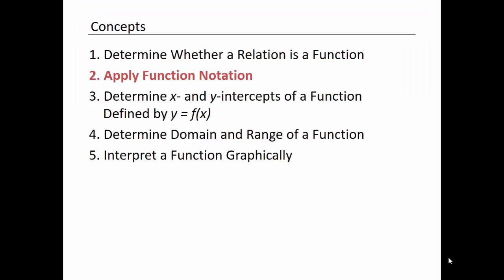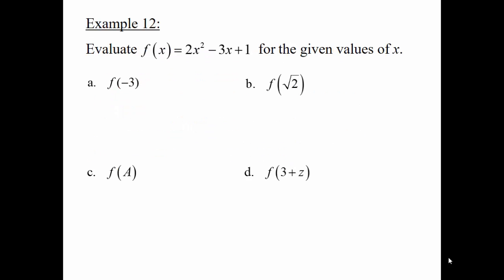Apply function notation. f of x is equal to 2x squared minus 3x plus 1 for given values of x. Or you could say y equals 2x squared minus 3x plus 1. f of -3 means that you're going to put a -3 in for all the x's. It basically is asking, what is y when x is -3? So you put a -3 in there, and you get an answer. And y is 28. So a point on the graph would be (-3, 28).